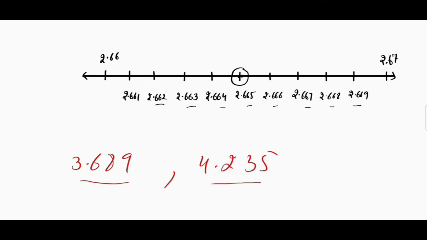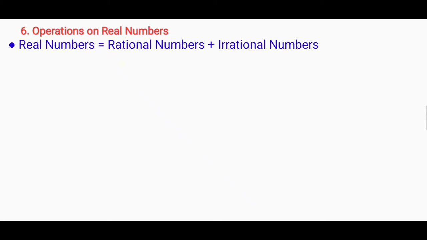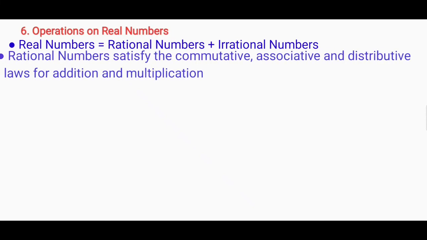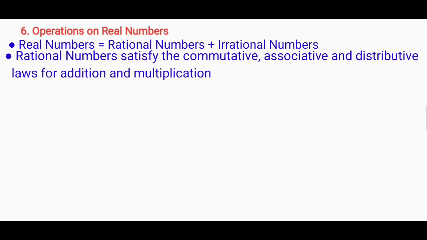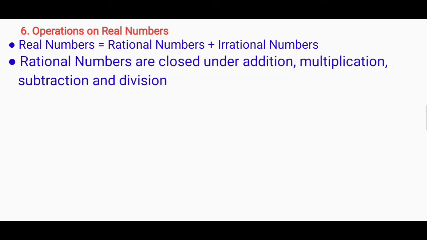4.235, all these numbers you can represent on a number line. We know real numbers include rational numbers and irrational numbers, and in earlier classes we have discussed that rational numbers satisfy the commutative, associative and distributive laws for addition and multiplication. We have also discussed that if we add, subtract, multiply or divide two rational numbers, we will get a rational number only.